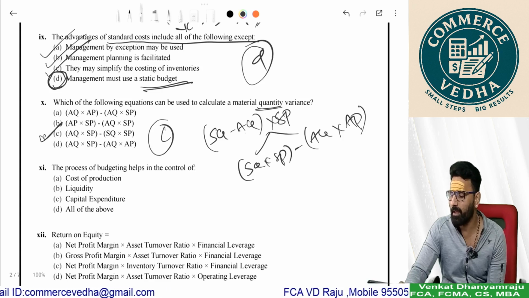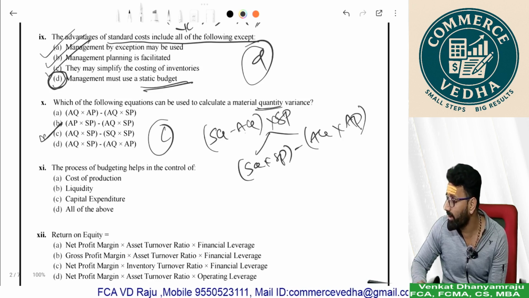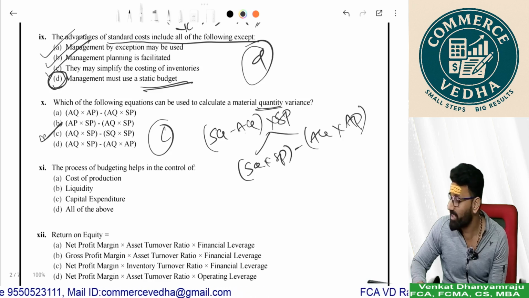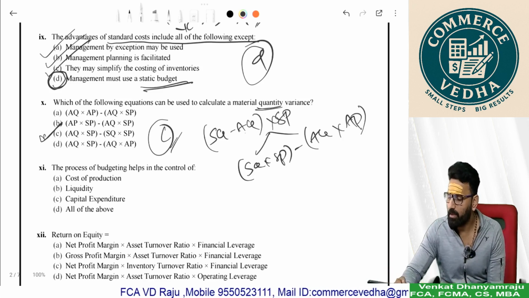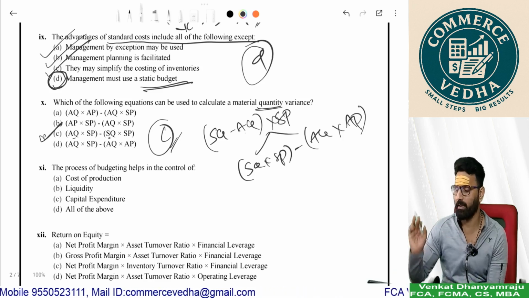So the answer should be C, because in C the price is common but the quantity varies. We should see the quantity variance. Looking at the options, I prefer C. Here price is constant, so quantity must differ. So here actual minus standard. Very clear.